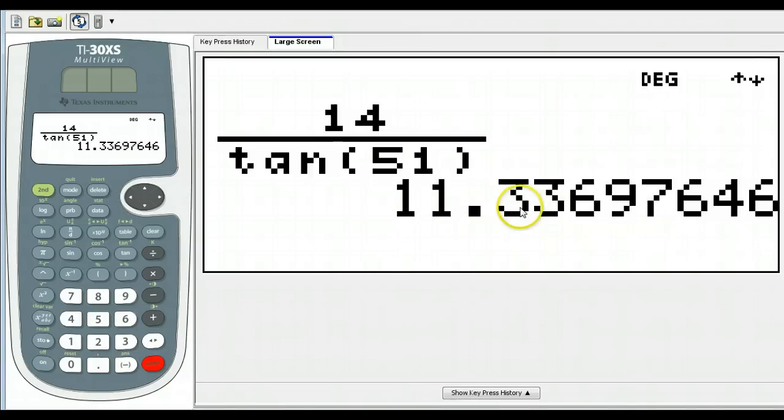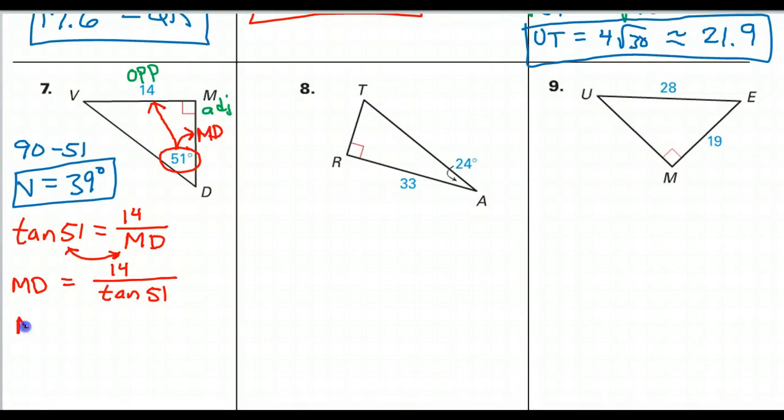So that is 11.3. All right, so that's 2 down, 1 to go. So we found MD. Now we need to find VD.